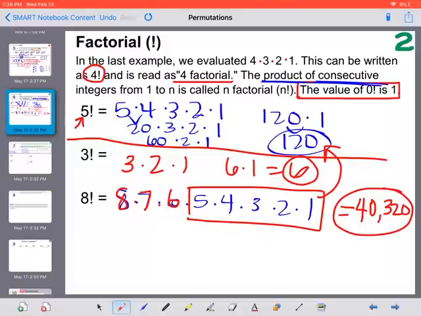40,320. There are 40,320 ways to arrange 8 different letters or numbers or objects if we were to list them out one at a time. That's why we're not going to actually list them out. That's why we have this formula or this factorial to help us.